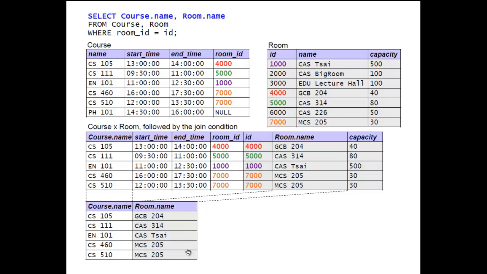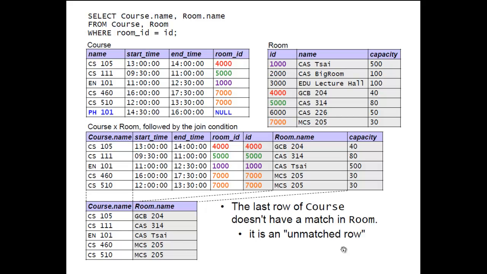But if you look closely, you'll see that PH101, the course that does not have a room, doesn't make it into this result. And that's because there is no row in the room table that matches this room ID. And therefore, when we look at the Cartesian product and we're looking for rows in which the room ID is the same as the ID, there is no such row involving PH101. So that last row of the course table is an unmatched row. It doesn't have a corresponding row in the room table, and therefore it's not going to make it into the result of a standard join.